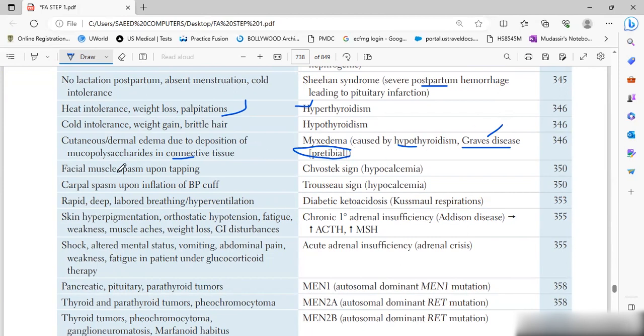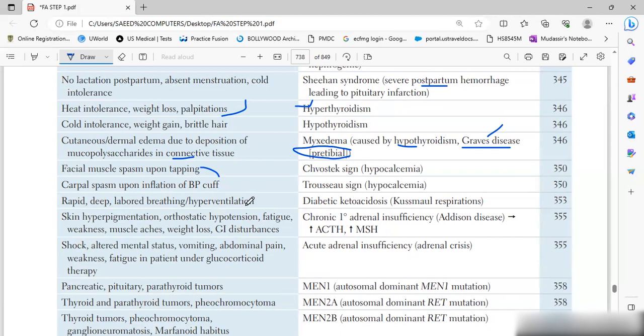Pretibial myxedema is classic for Graves disease. Now, a facial muscle spasm upon tapping is the Chvostek sign. It is a sign of hypocalcemia. Carpal spasm upon inflation of the BP cuff is the Trousseau sign. It is also a sign of hypocalcemia. In hypocalcemia, you will have hyperactivation of sodium channels, so you will have carpopedal spasm.